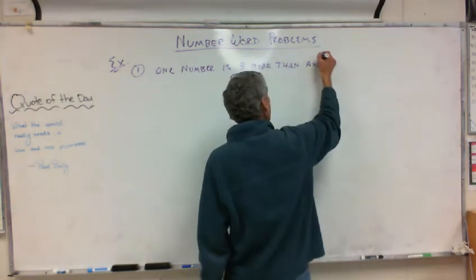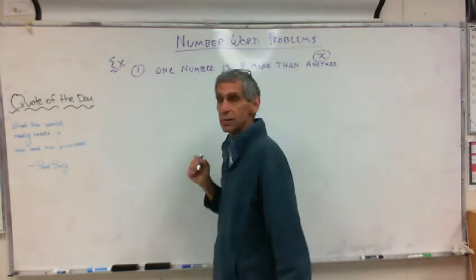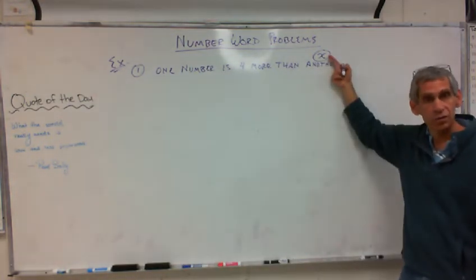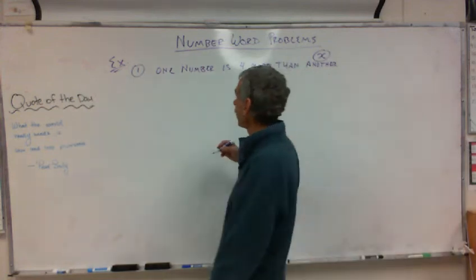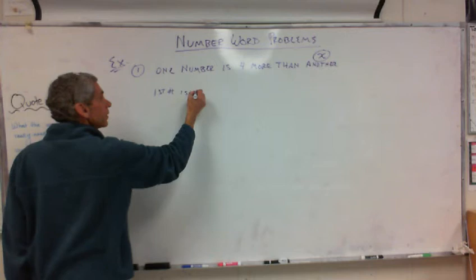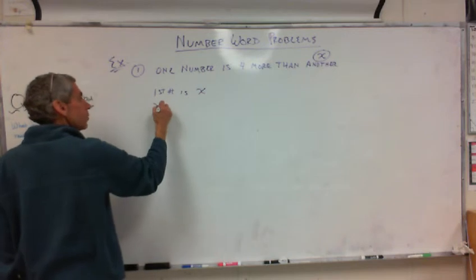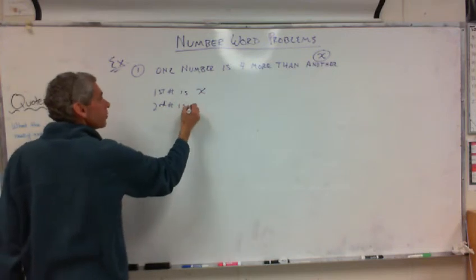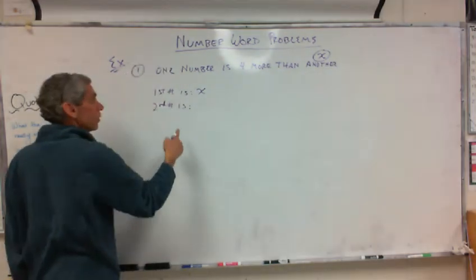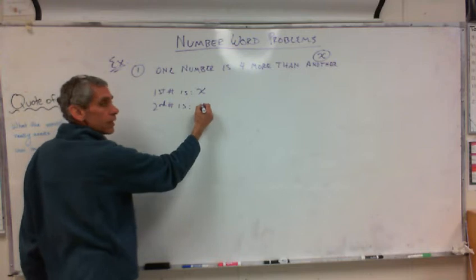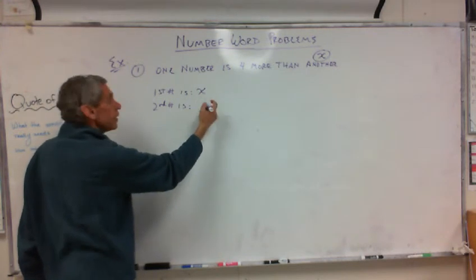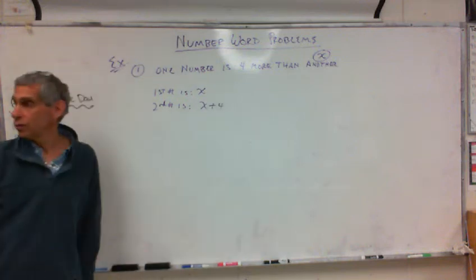But I'm going to make the another number x. So whenever you see this, right above the word another, put an x. So you remember that's your first number. My first number is x. My second number is what? One number is 4 more than another. So how would I write 4 more than this? X plus 4. So there's my two numbers.